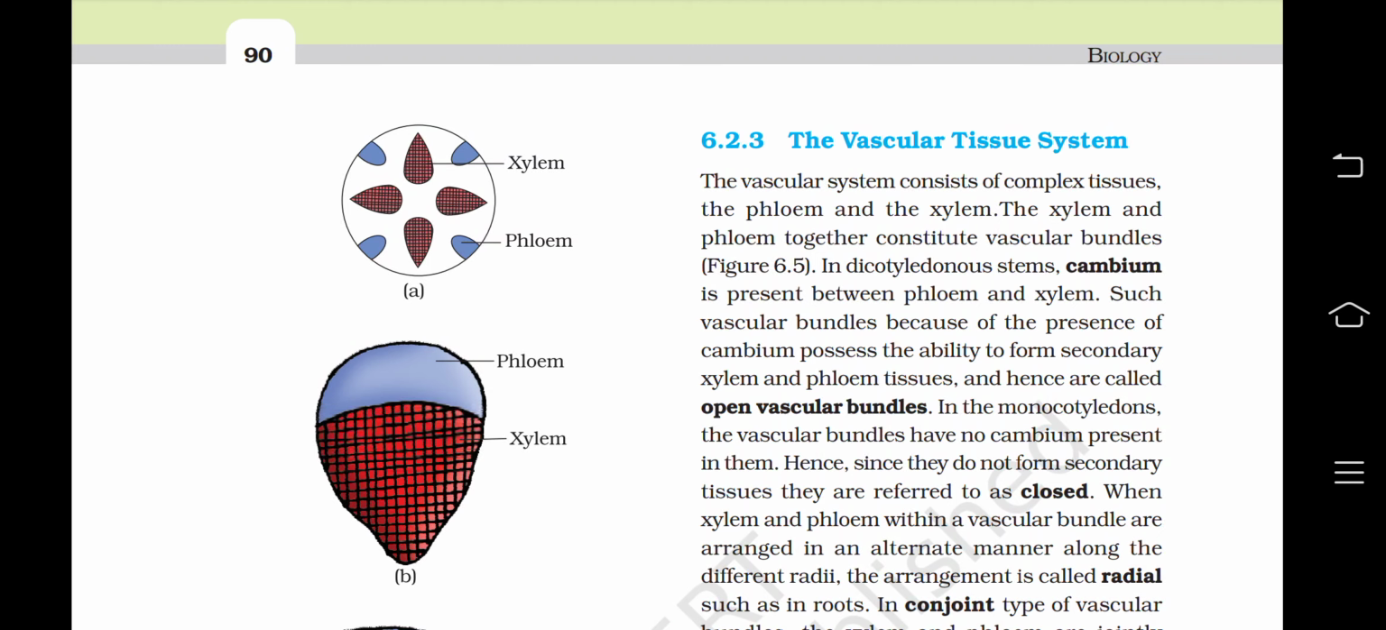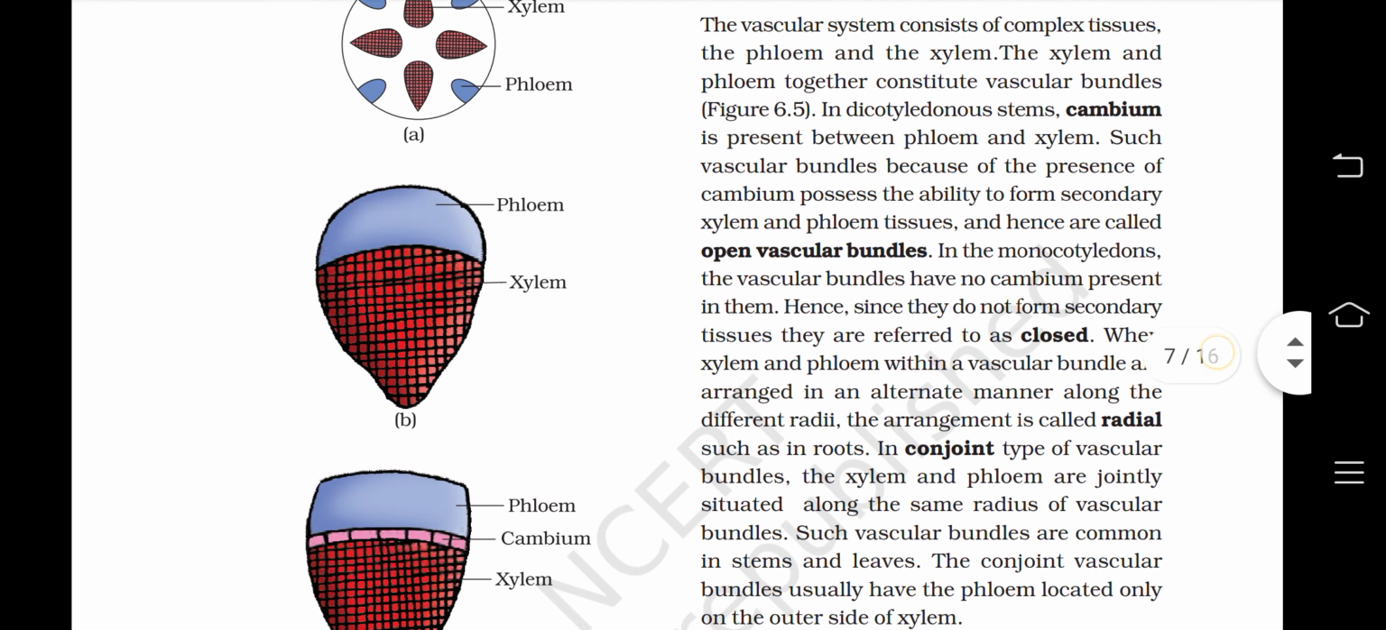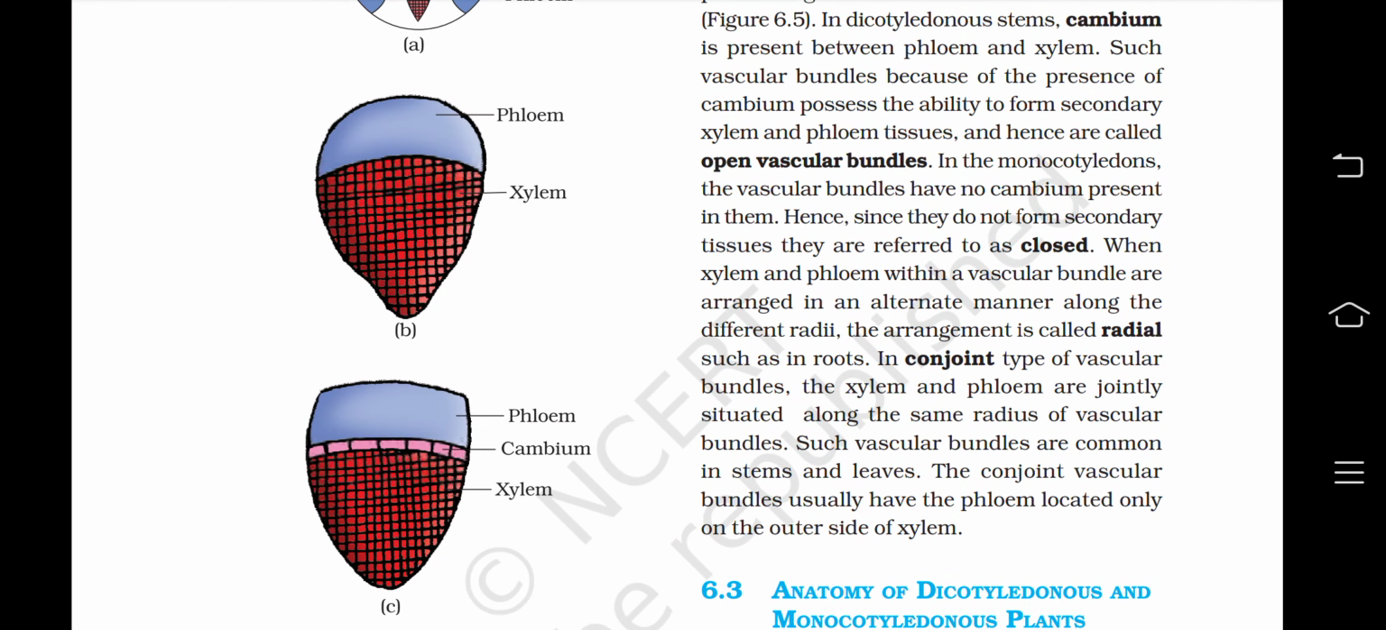In monocotyledons, the vascular bundles have no cambium present in them. Hence, since they do not form secondary tissues, they are referred to as closed. When xylem and phloem within a vascular bundle are arranged in an alternate manner along the different radii, the arrangement is called radial, such as in roots.